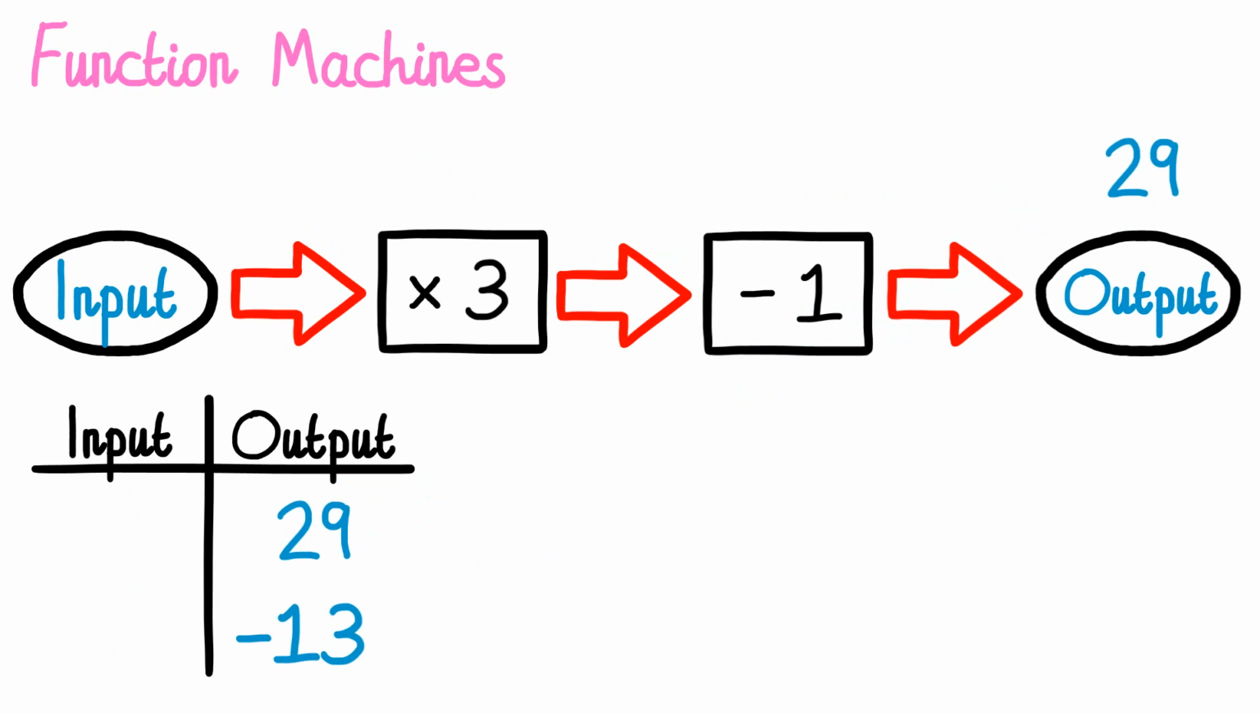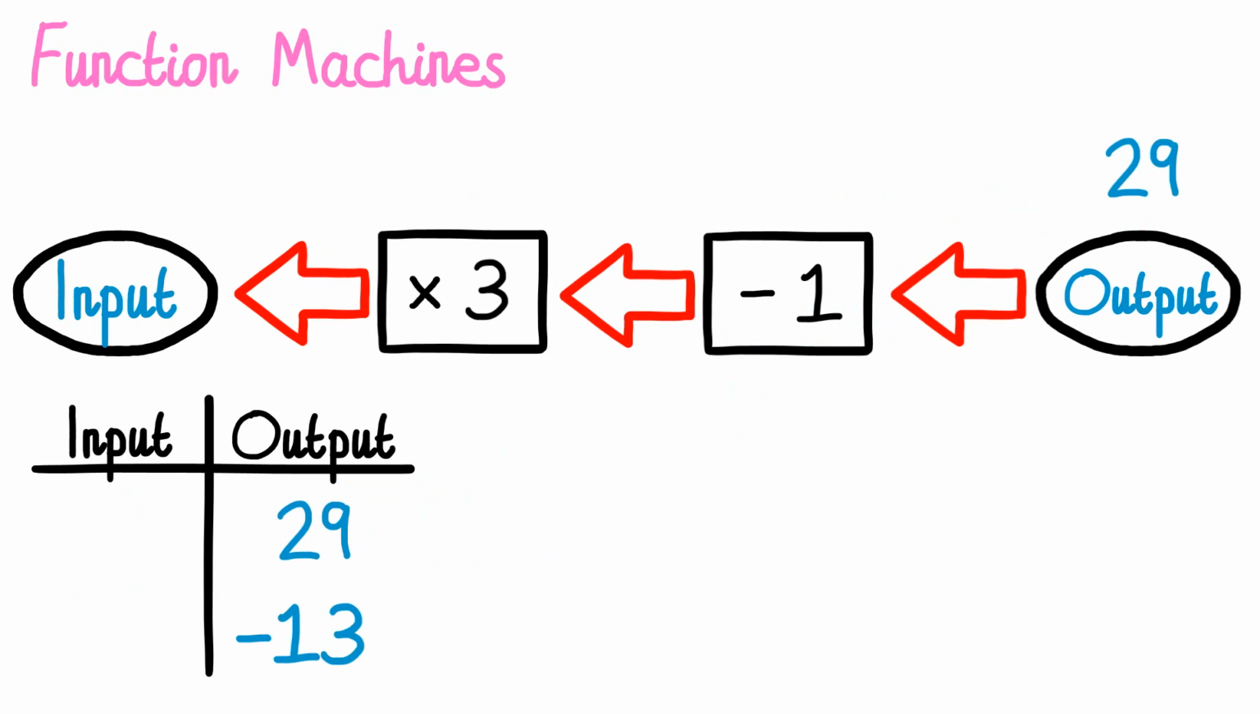So start with 29 as an output. Let's spin the machine around though, but we must be careful with the operations. So the inverse of subtract 1 is add 1, and the inverse of multiply 3 is divide 3. So 29 add 1, that's 30, then divide by 3, that's 10. So that's our first input.